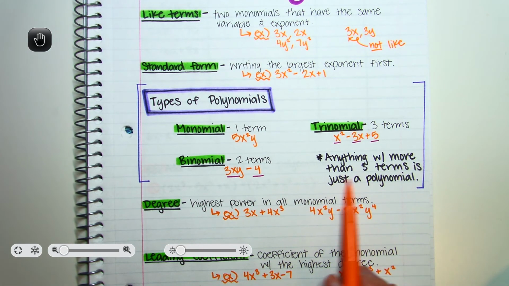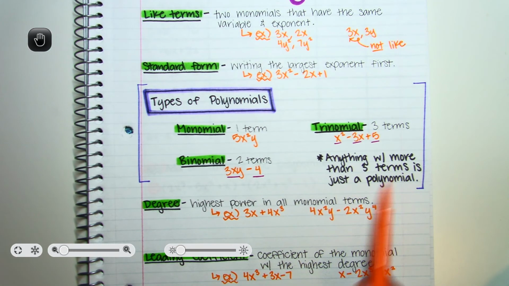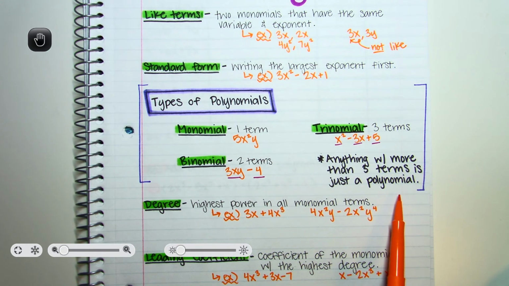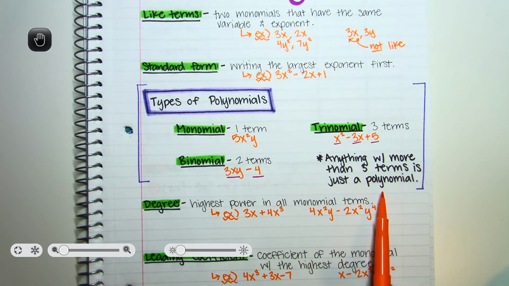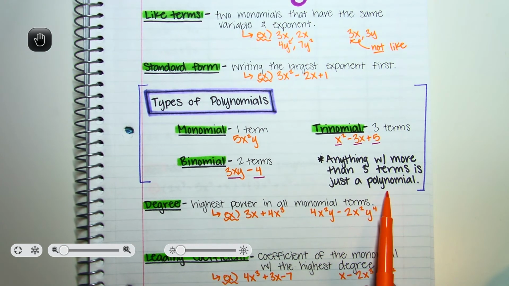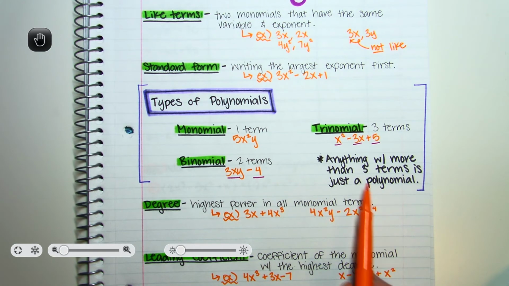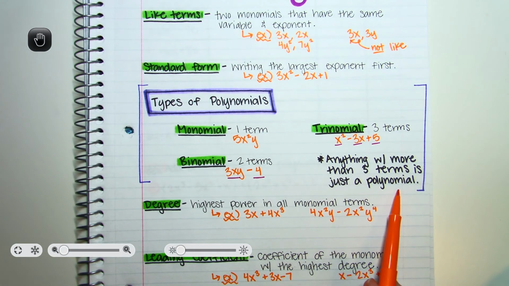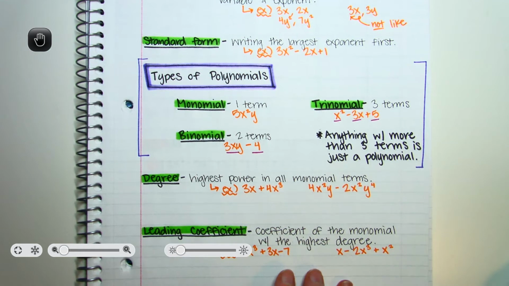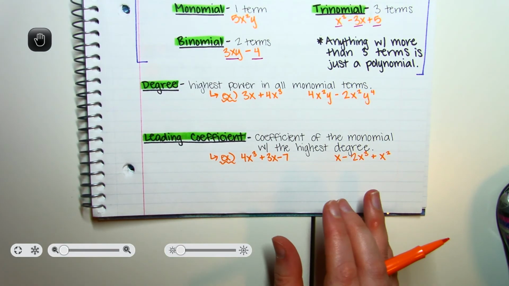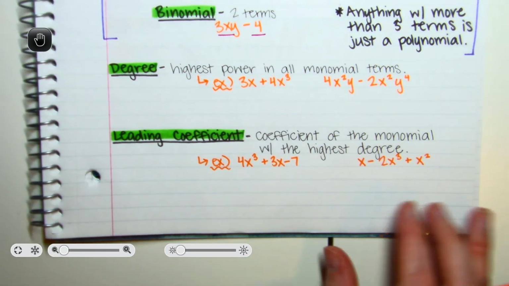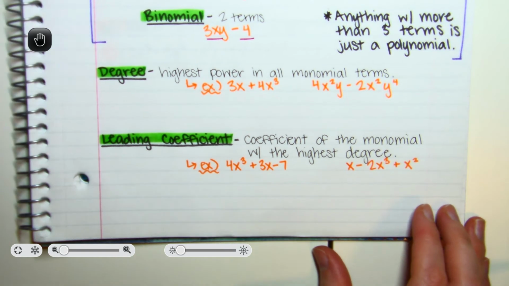And then anything with more than 3 terms, we just call it a polynomial. So if it has 4 terms, 5 terms, 15 terms, anything more than 3 terms, we just call a polynomial. All right, last couple definitions. I know it's a lot of definitions up front. This is really, really going to help you out this whole unit.